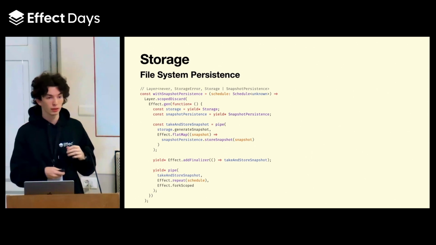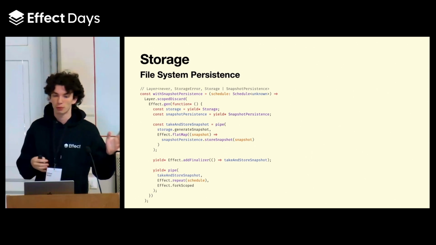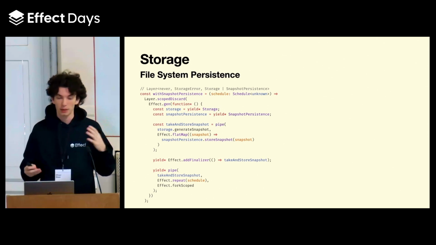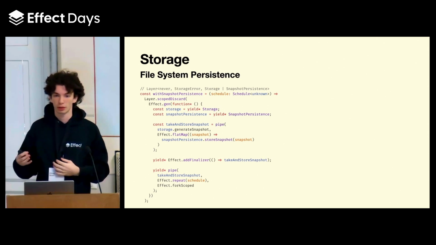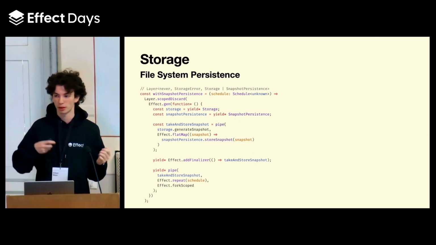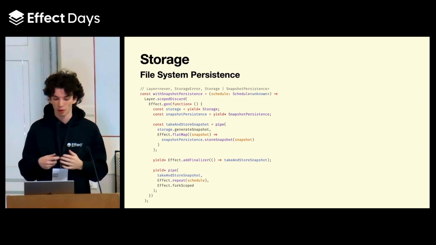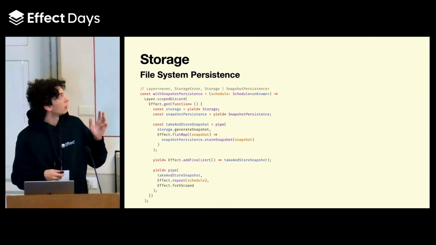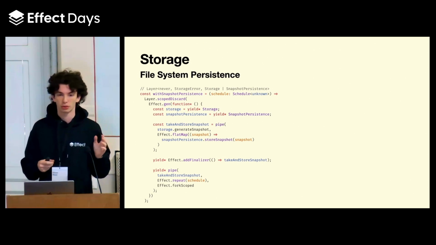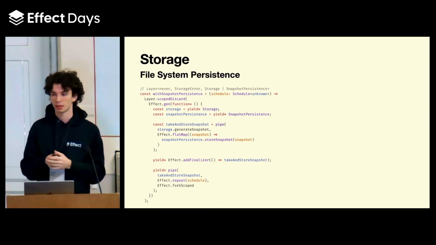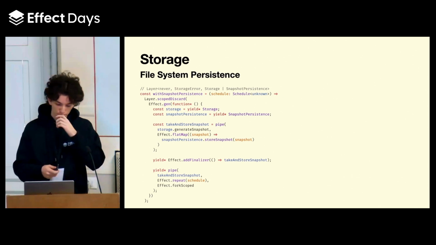Then what we can do, very similar to the garbage collection technique from earlier, is repeat that according to a schedule and fork it into a scope, using layer scoped. So we have this asynchronous task that will take and store these snapshots every so often. The other thing is that we're using Effect.addFinalizer to make sure that if the process gets interrupted, we take a snapshot right before we exit.